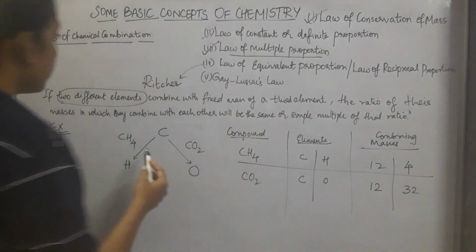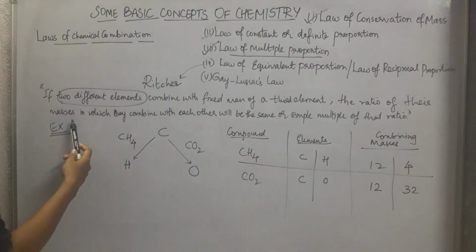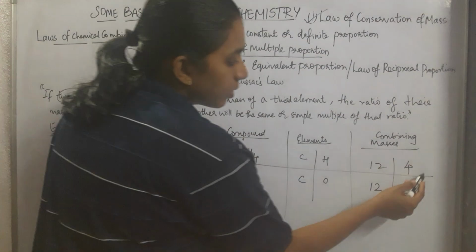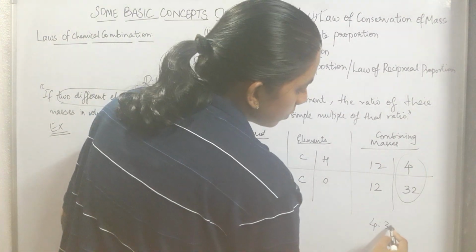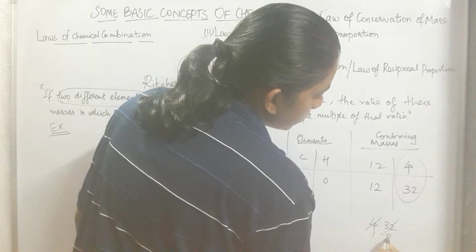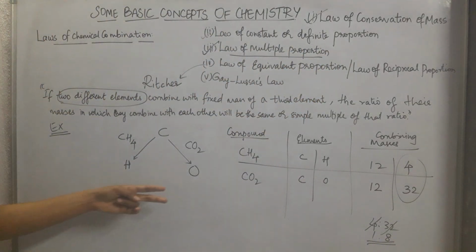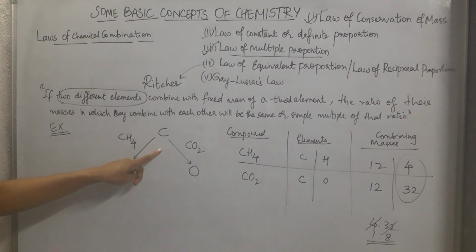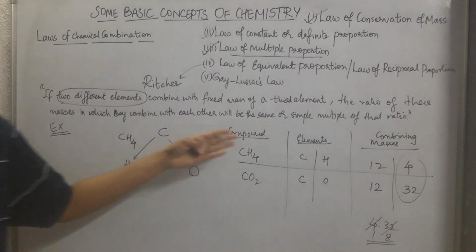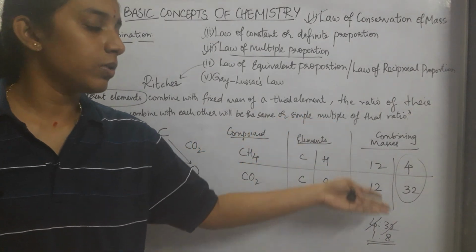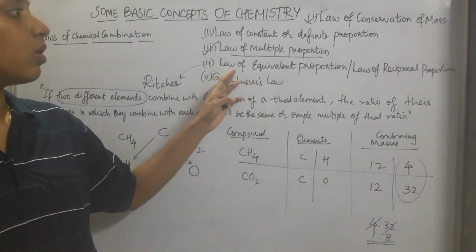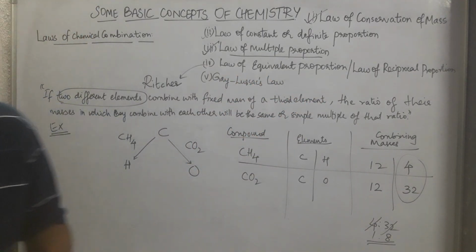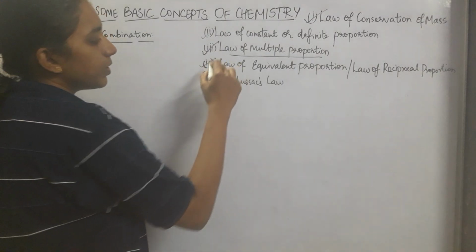So what they are saying here is the ratio of their masses in which they combine with each other will be the same or a simple multiple of that ratio. So what will be the ratio of 4 is to 32? 1 is to 8. If two different elements are combining with the fixed mass of a third element, the ratio of their masses will be either the same or a simple multiple of that ratio, that is 1 is to 8. So this is the law of equivalent proportion or law of reciprocal proportion. So we have completed the fourth law.